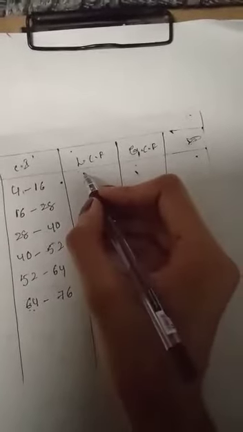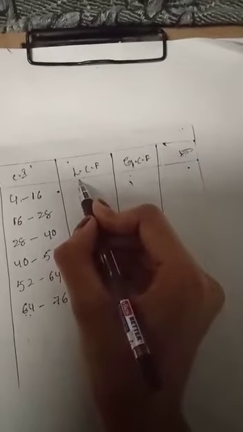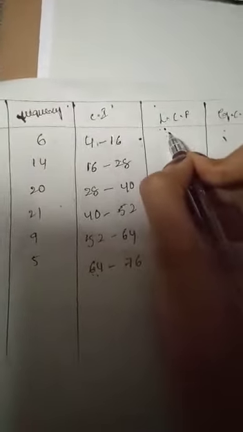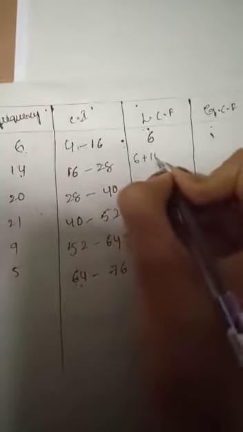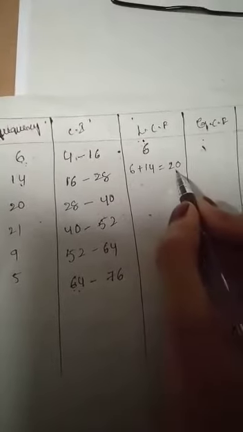Next, coming to the next column, this column belongs to less than cumulative frequencies. LCF is nothing but less than cumulative frequency. How do we find the less than cumulative frequency? The first frequency given in the question is 6, so write 6. For the second one, first frequency plus second frequency, 6 plus 14 equal to 20.